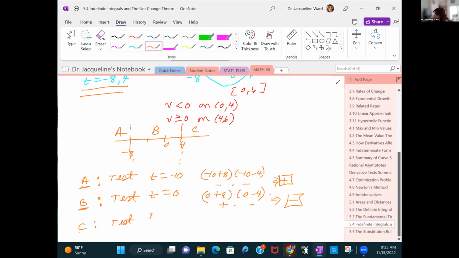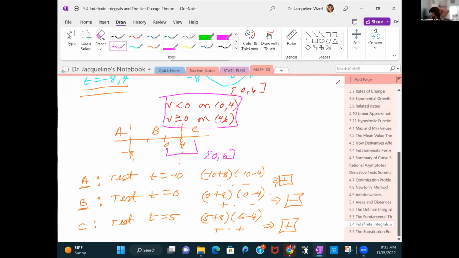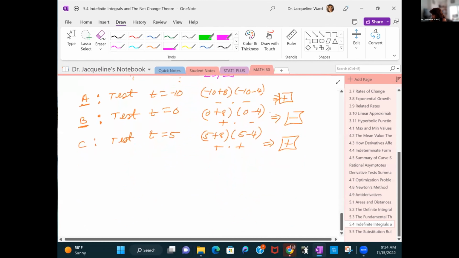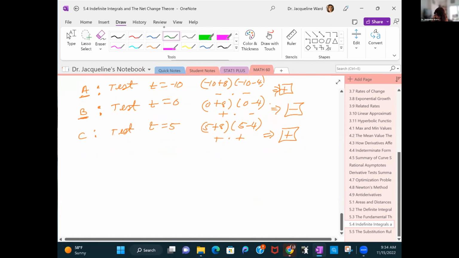And then in C, test maybe like 5. So that's a positive times a positive. That gives you a positive. And then you want to look at, okay, from 0 to 6. So you're kind of doing that same thing now. I guess maybe you could have done that narrowing down to begin with. And so you end up with that same thing. So it's negative from 0 to 4. So remember, for the absolute value, where it's negative, you're going to take the opposite. So 0 to 4, you're going to take the opposite of v.